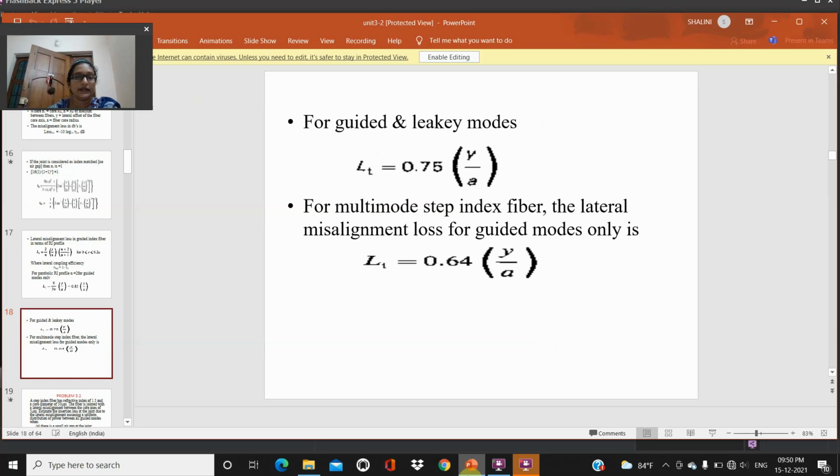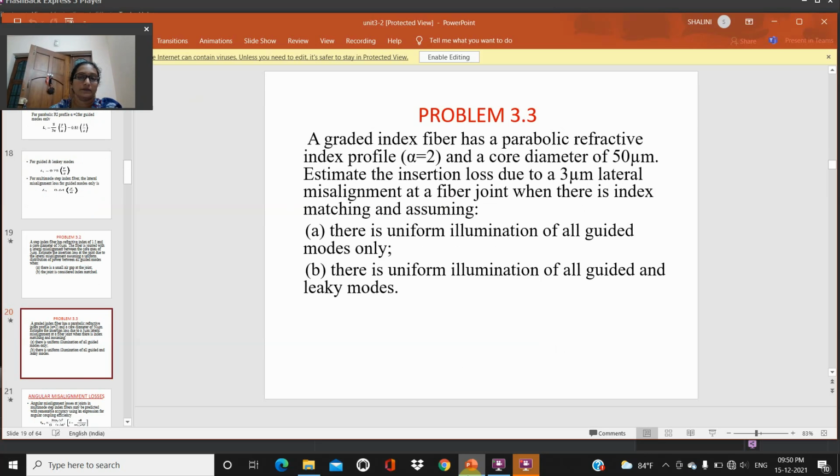For guided and leaky modes, LT is equal to 0.75 y/a. For multi-mode step index fiber, the lateral misalignment loss for guided modes is LT equal to 0.64 y/a.